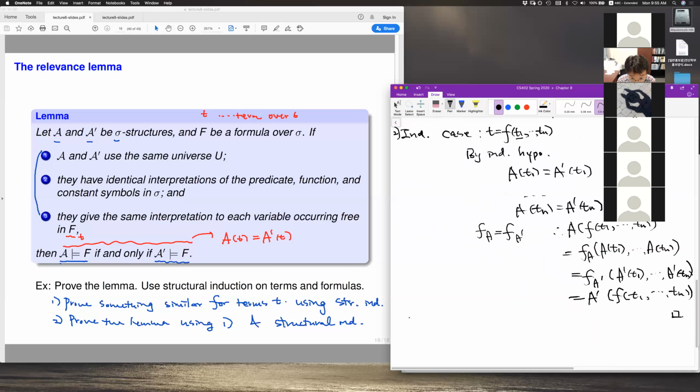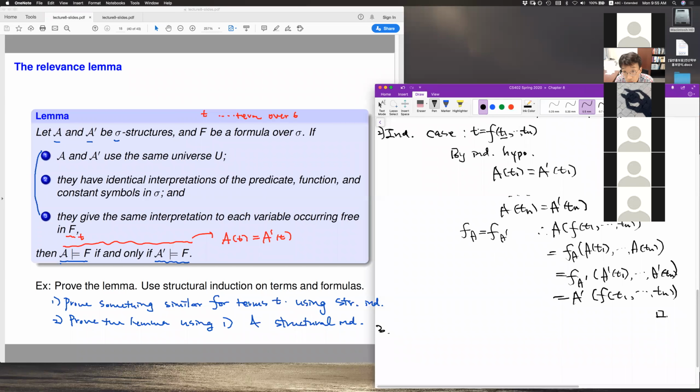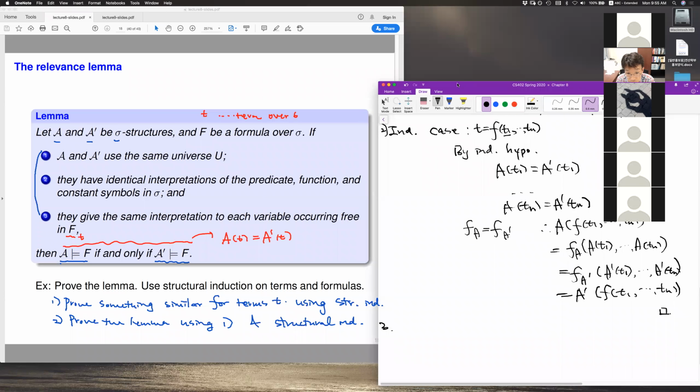So then we're going to use this for the proof of the original lemma. So now we go to the proof of the original relevance lemma. And the proof is, again, by structural induction.